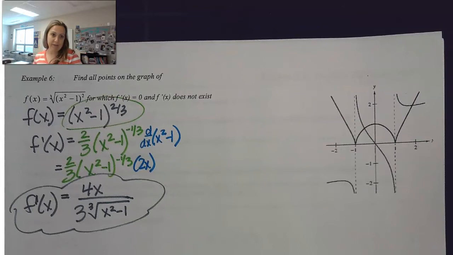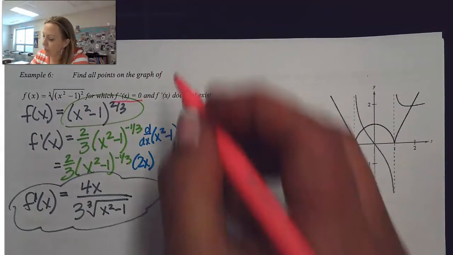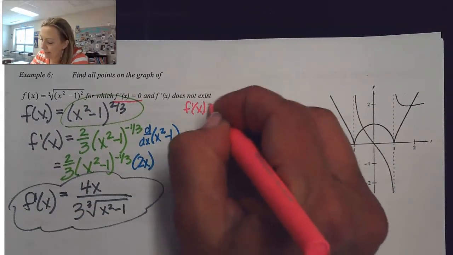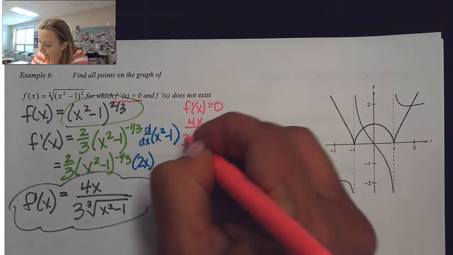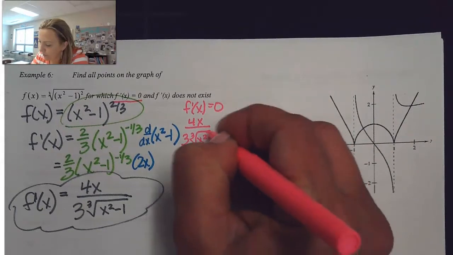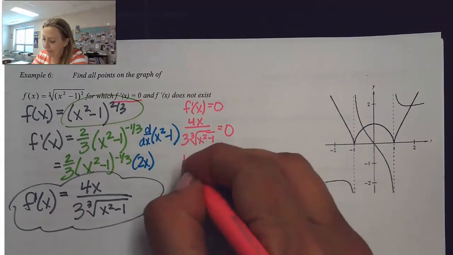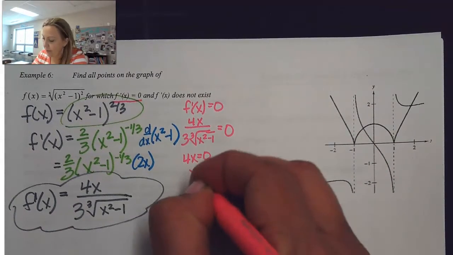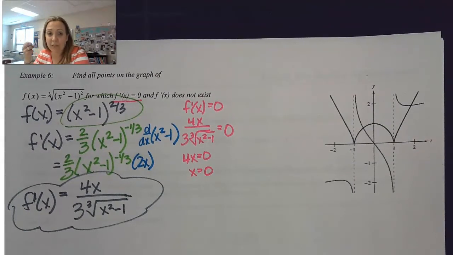I guess I shouldn't have happy clouded. That's just an interim step. So now what we want to do is find the times when f prime of x equals 0. That means that we want 4x over 3 times the cube root of x squared minus 1 to be 0. Well, pretty easily we can see that 4x is going to be 0, x is going to be 0. So we know that at x equals 0, f prime of x would be 0.